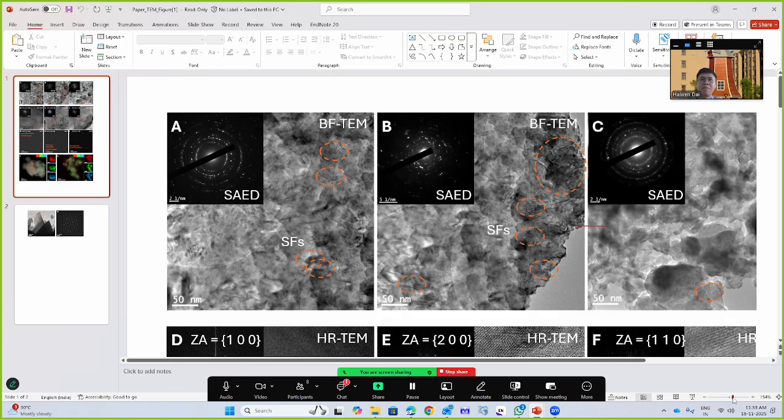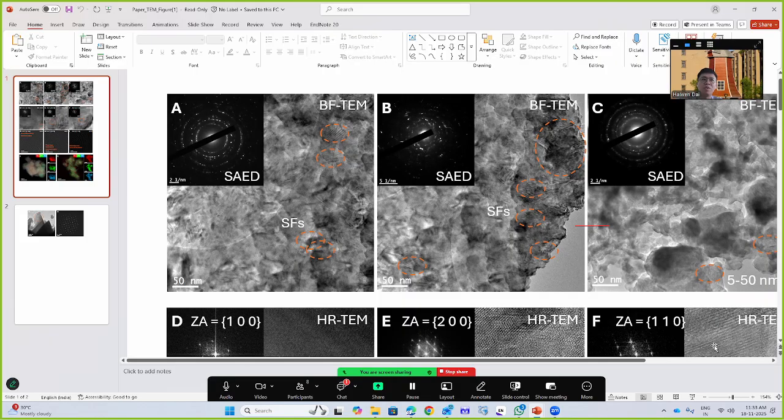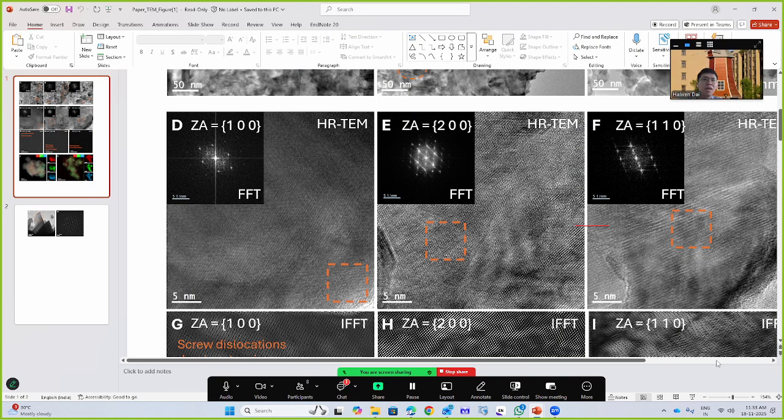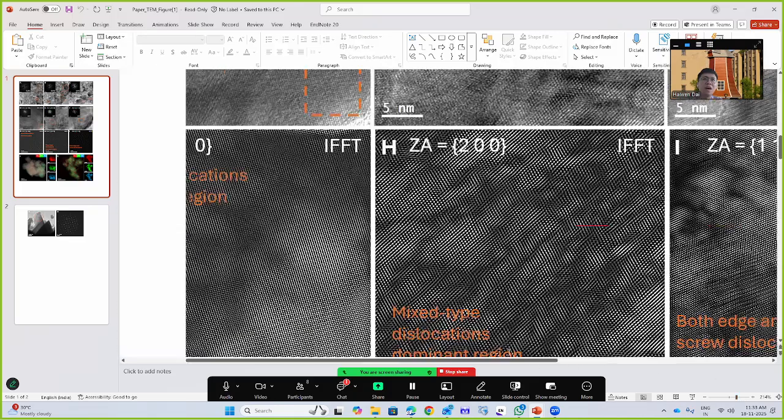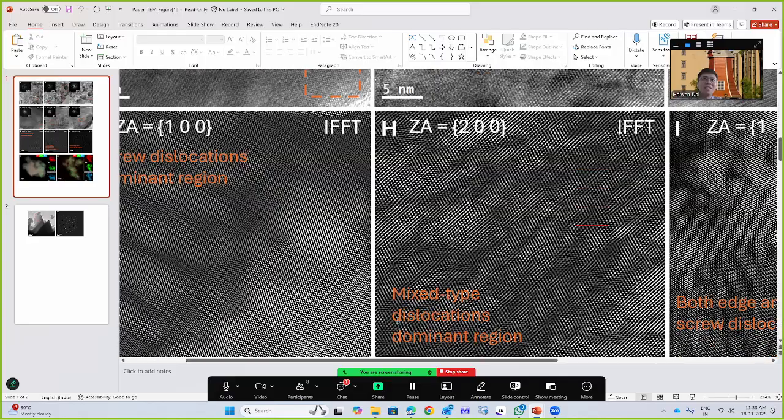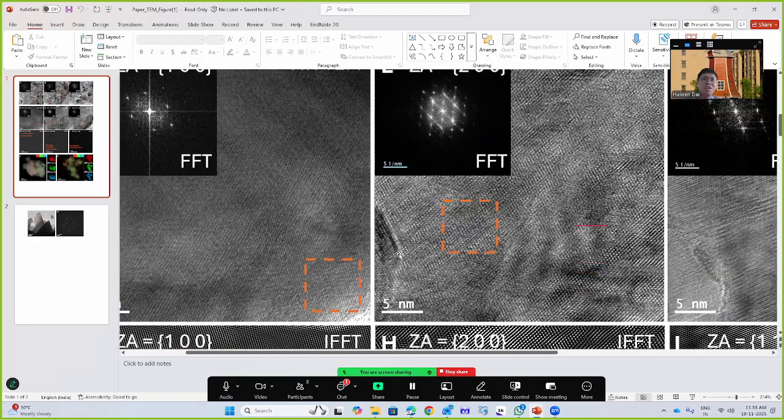So that's the information we can get from the first row, and let's go down to the second row. Yeah, the second row, zoom in a bit to the high resolution TEM pictures. So you can see that by the FFT, above, go above, yes.